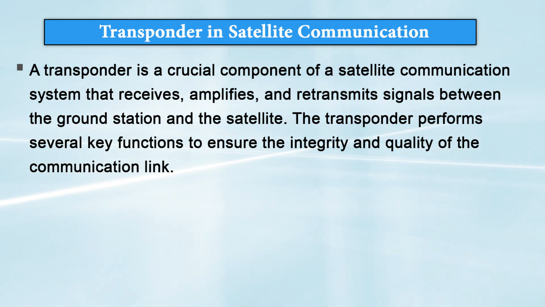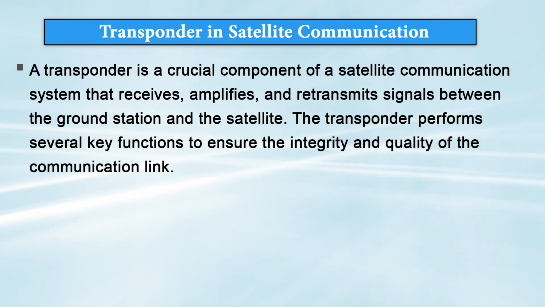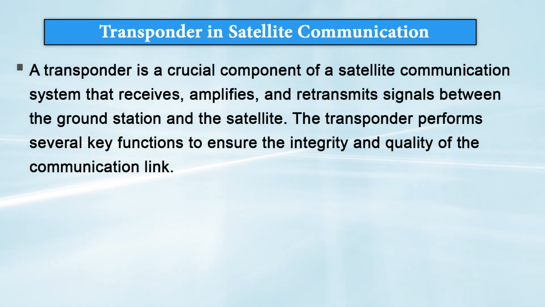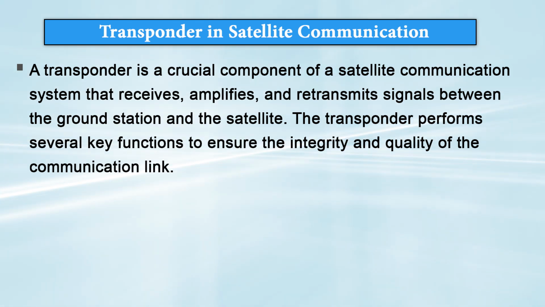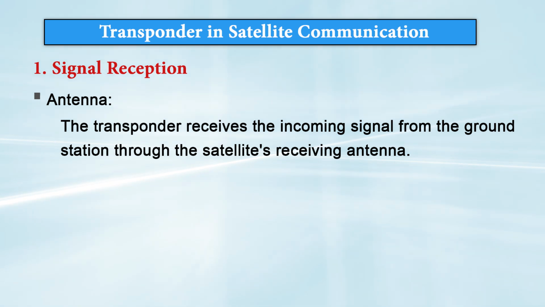The transponder is a crucial component of the satellite communication system that receives, amplifies and retransmits signals between the ground station and the satellite. The transponder performs several key functions to ensure the integrity and the quality of the communication link. It does the signal reception.